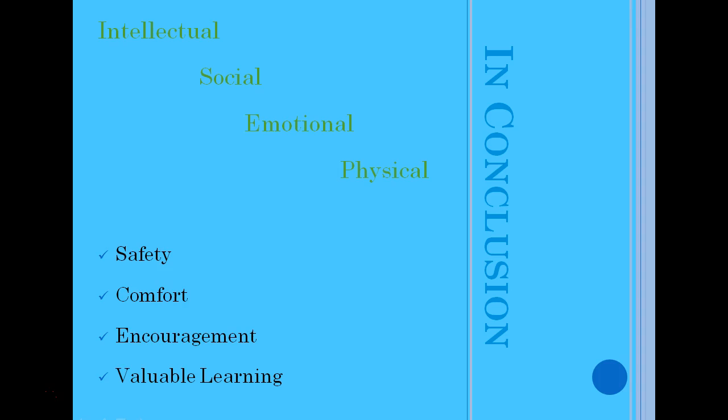From what we have seen, it is very important to think about these 4 aspects when planning for our future classrooms. Together, when we think about all of this, we can create a safe and comforting environment that is encouraging to our students and gives them the opportunity to see their learning as valuable. And ultimately, this is how we can help students succeed.